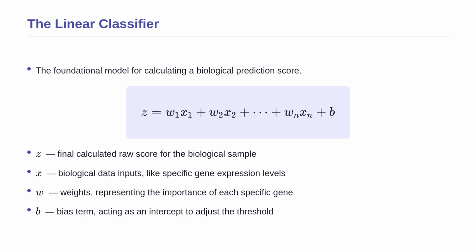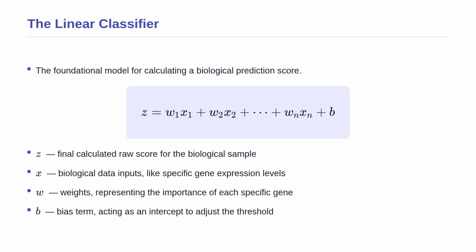To understand how this classification works, we need to look at the math behind the linear classifier. Conceptually, this formula takes various biological signals and weighs their importance to reach a single conclusion. In this equation, Z represents the final calculated raw score. The variables X represent the actual biological data inputs, such as the expression levels of specific genes.